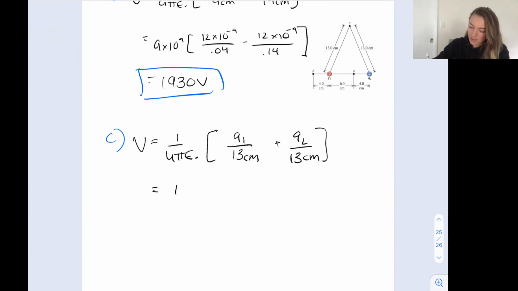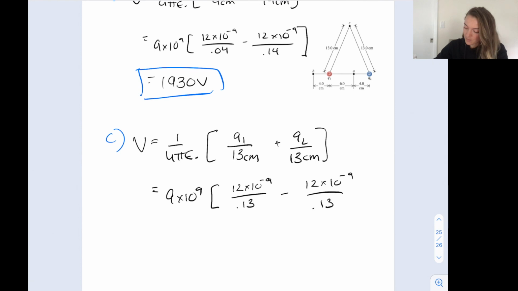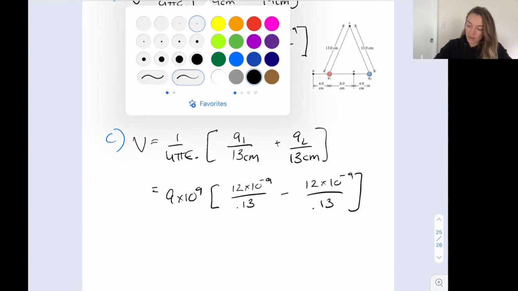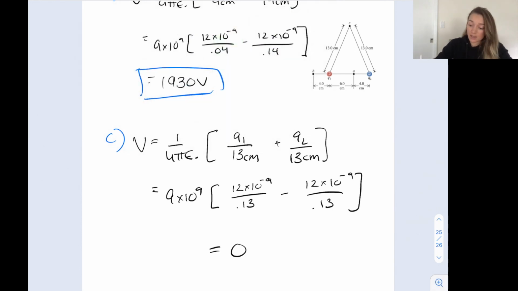So let's plug in our numbers. Q1 is 12 nanocoulombs. Q2 is negative 12 nanocoulombs. And you can see now that these two terms will cancel out, right? We have the 12 times 10 to the negative 9 over 0.13 minus 12 times 10 to the negative 9 over 0.13. So our potential at this point is just 0.